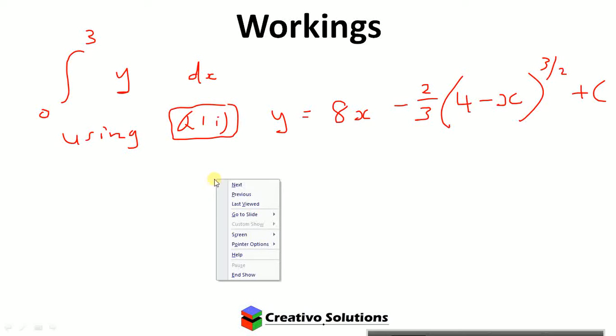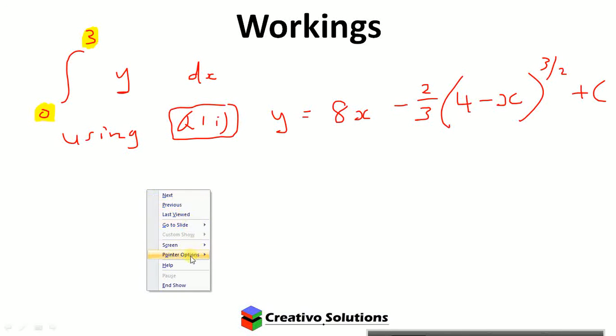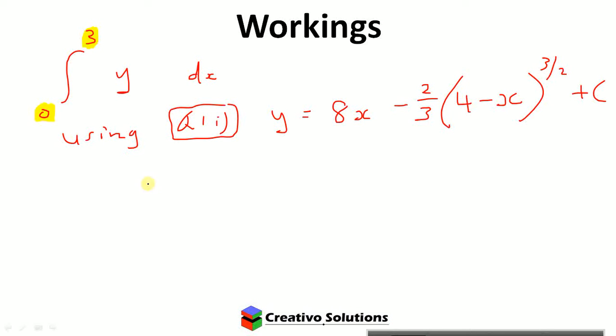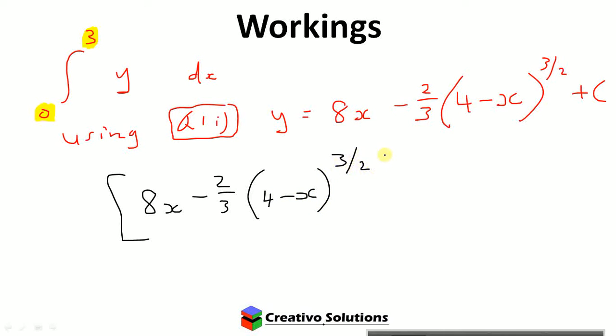Okay, so what am I going to do? I'm going to use these two values and I'm going to substitute in. So the notation would have been written like this, from 0 to 3. Okay, so how do I do this? I put in the 3 and I put in the 0.